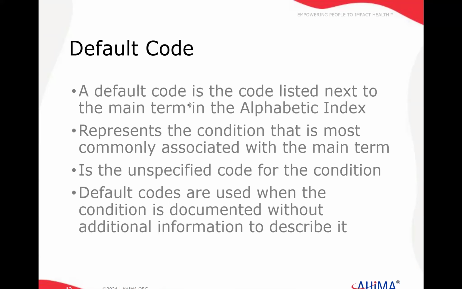A default code is the code that's listed next to the main term in the alphabetic index. This means that the condition is most commonly associated with this main term. It's an unspecified code for the condition. Remember, we always want to code to the highest level of detail, otherwise referred to as specificity. So the default codes are used when the condition is documented without additional information to describe it.